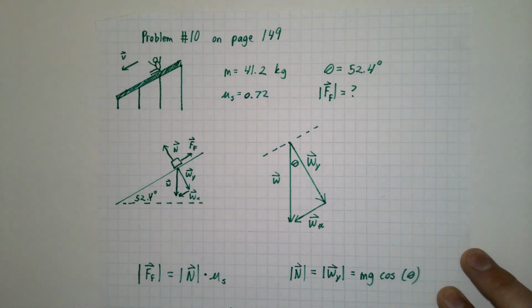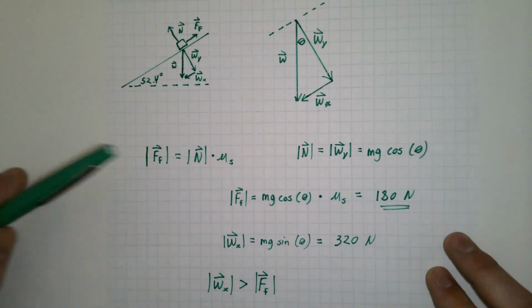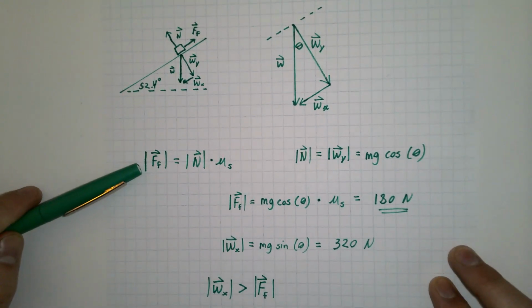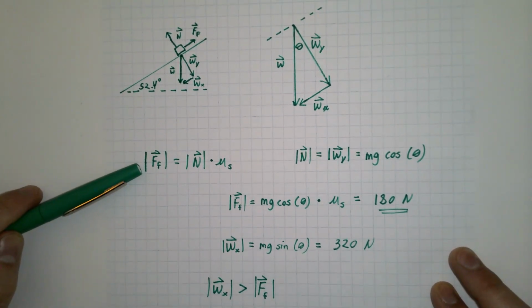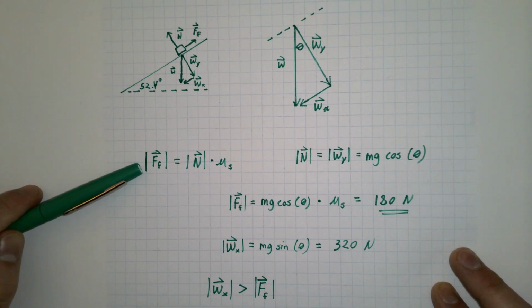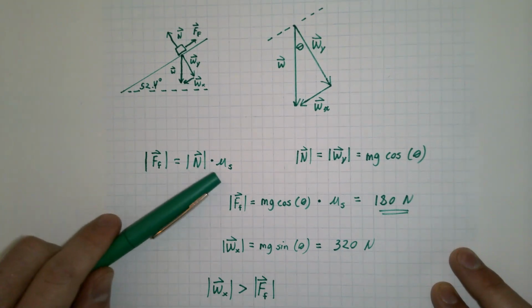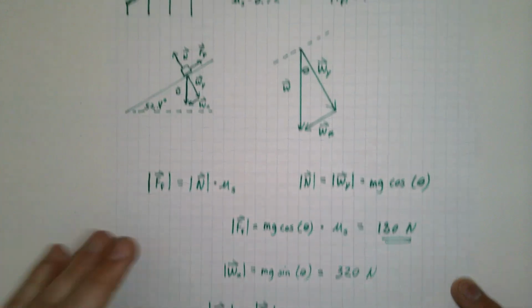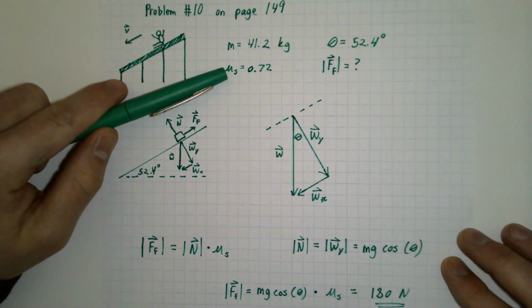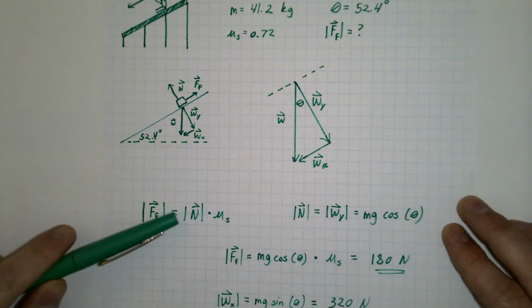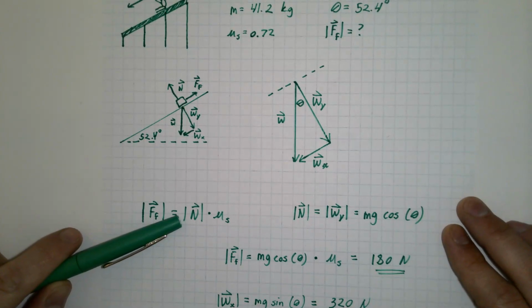All right, let's look back at what we're trying to find. We're trying to find what the magnitude of the static frictional force is. Well, our equation for static frictional force is whatever the normal force is times the coefficient of static friction. We're given the coefficient of static friction, so we know that already. We just need to find, well, what is the force that the surface exerts on the child? In other words, the normal force.